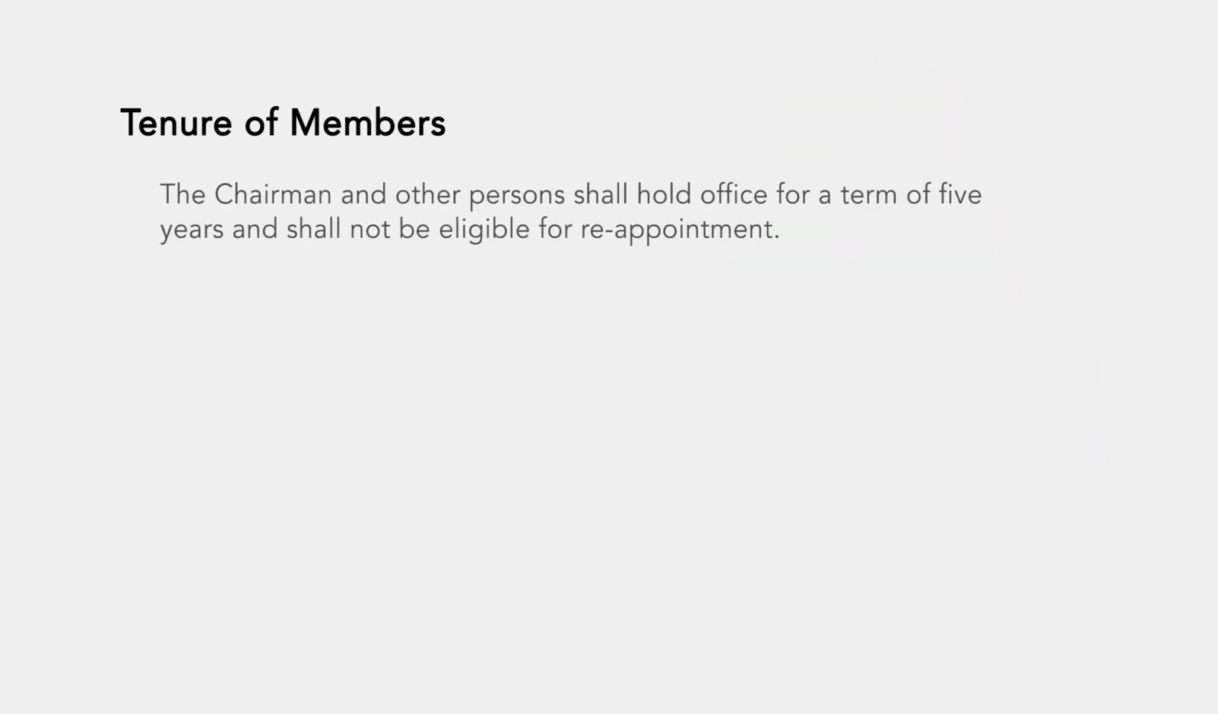The tenure of members. What is the tenure as provided under the law? The chairperson and other person shall hold office for a term of 5 years and shall not be eligible for reappointment. So it is a one-term appointment only as provided under the Act. Both the chairman and the other two members of the permanent Lok Adalat can only be appointed for one term, which is for a period of 5 years.